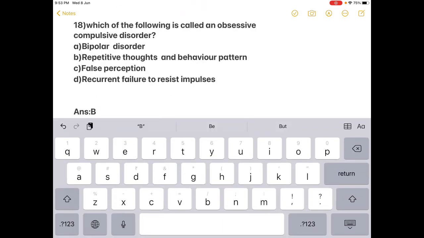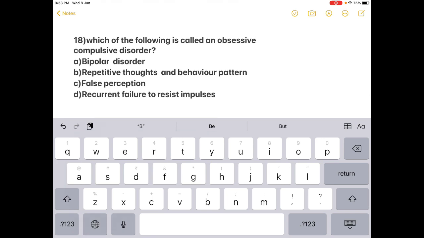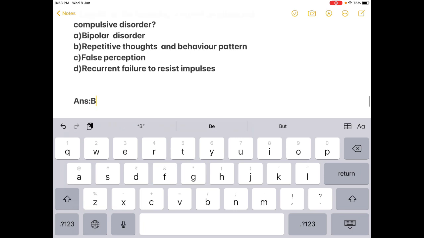Which of the following is called an obsessive compulsive disorder? Option A, bipolar disorder. Option B, repetitive thoughts and behavior pattern. Option C, false perception. Option D, recurrent failure to resist impulses. Correct answer here is B. It's a very simple question. Obsessive compulsive disorder.